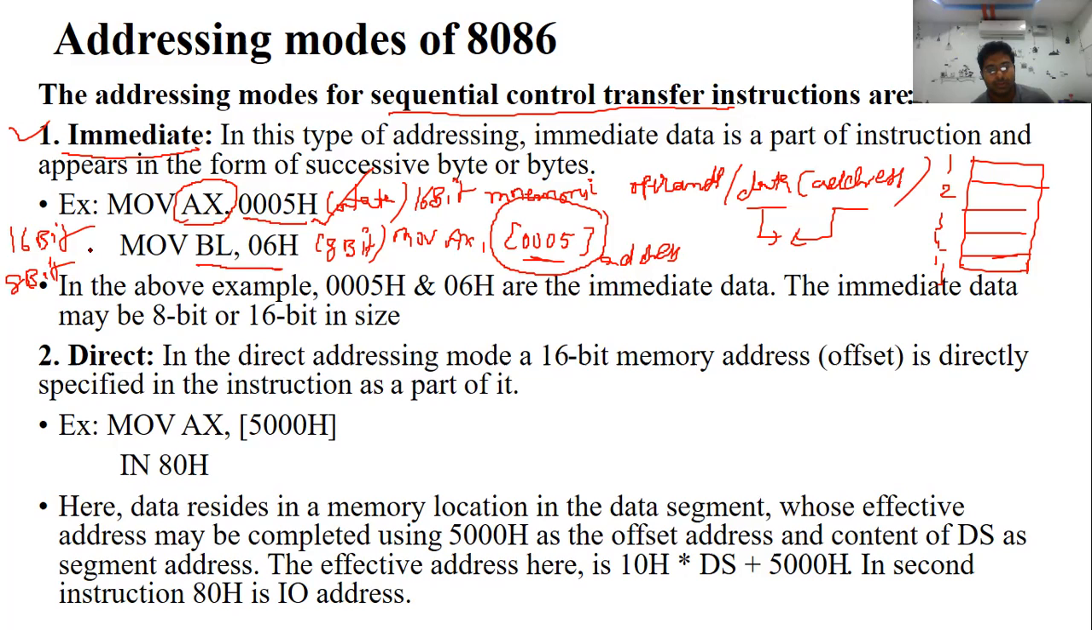So how does the microprocessor identify data and address, because those two are the same numbers? 05 may be an address location and 05 may be data. How to know the difference? Only by the way you represent the syntax. If you put it in a bracket, it will be considered as an address. Otherwise, it will be considered as data.